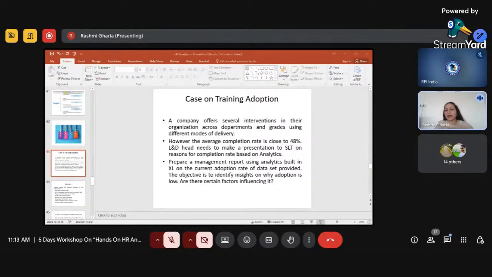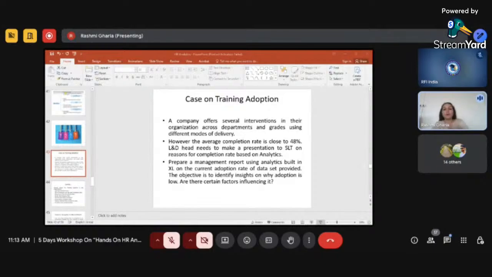As we all know, companies are investing a huge amount on the training programs of employees. Millions of rupees companies are spending. So it is very, very important for the organization to understand how their training department is functioning, and to know the effectiveness of their training programs. This is also very important for them. So this case study is related to that only.